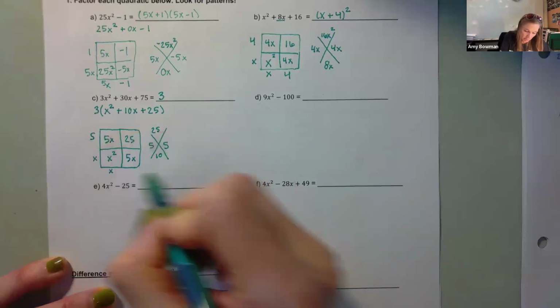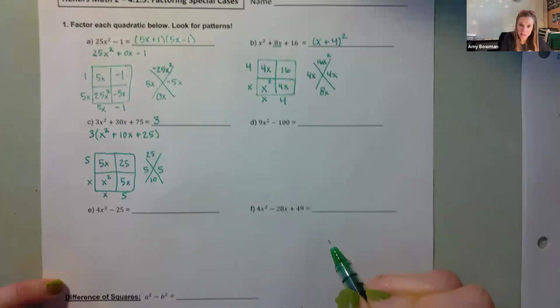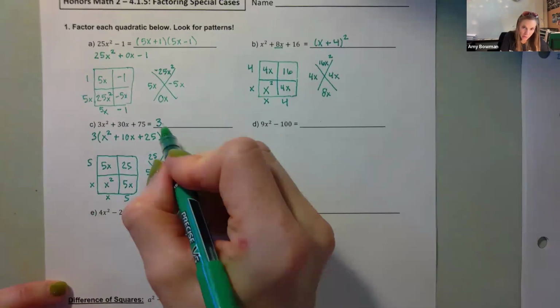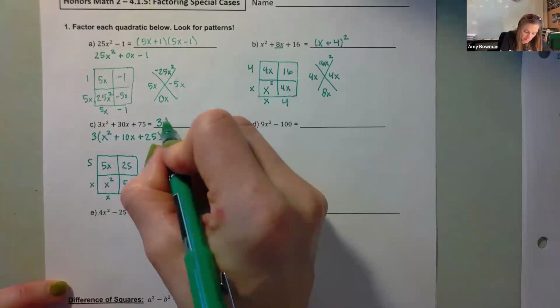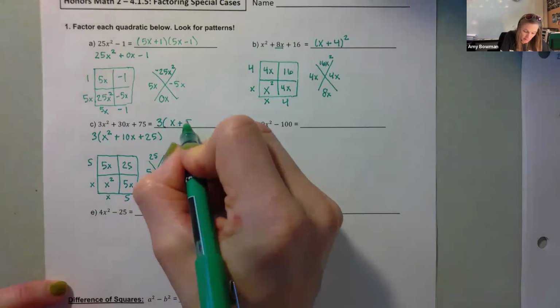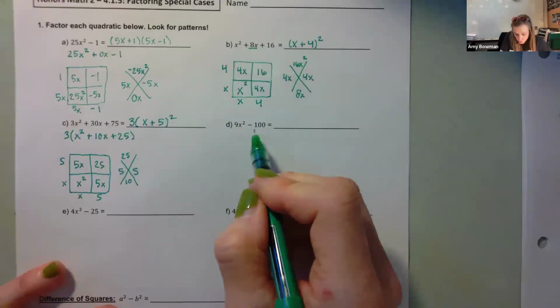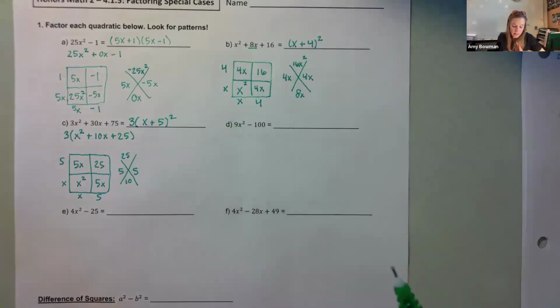So we see another perfect square, just like we saw in the last example. So we've got x plus 5 squared, and that comes after the 3 out front. So 3 times x plus 5 squared.